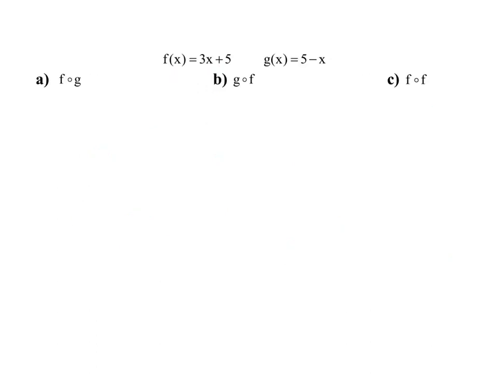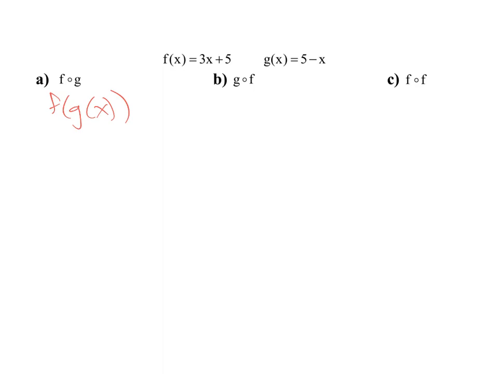Alright, here's where we find the function composition. How does this work? So what does this symbol mean? It's not multiplication. It's a hollow circle. So this means the function composition. It's not multiplication. F of g of x. Now how exactly does this work?